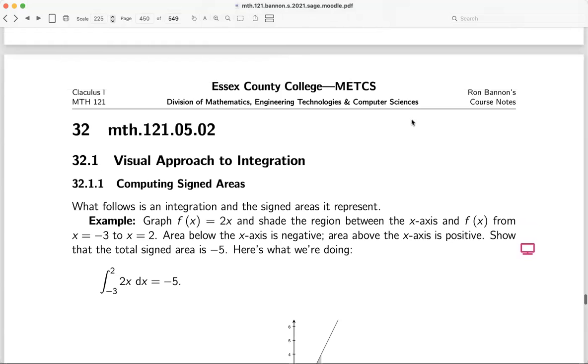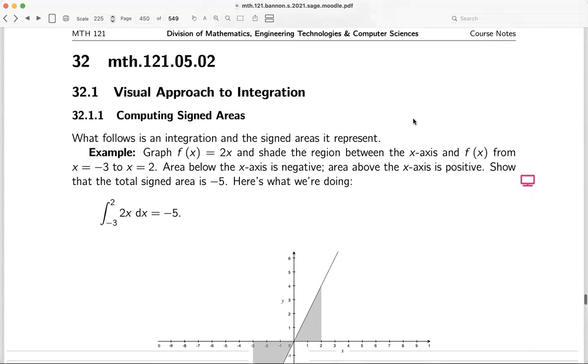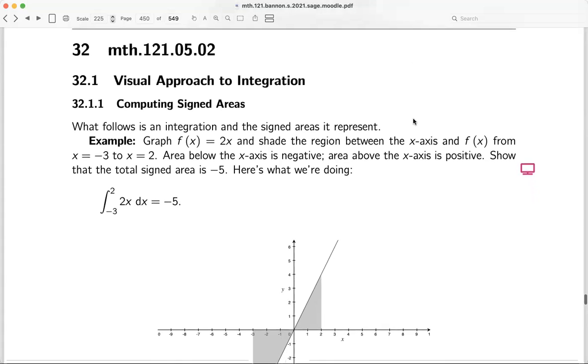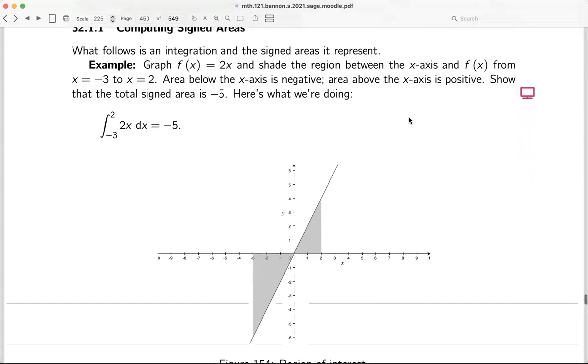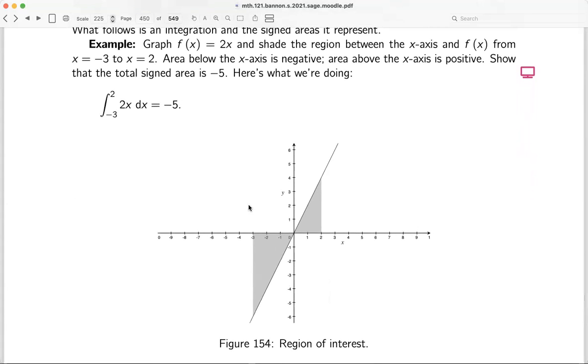Okay, so we're at section 32 now, the notes, visual approach to integration. We're going to be computing what's called signed area. We will certainly give you pictures, and we'll try to indicate what we're looking for you to do when you're given these pictures. So this one over here, I'll read it to you. We'll get to the whiteboard later. I'll read this to you, and I'll talk about how to do that integration and how to write the number -5.